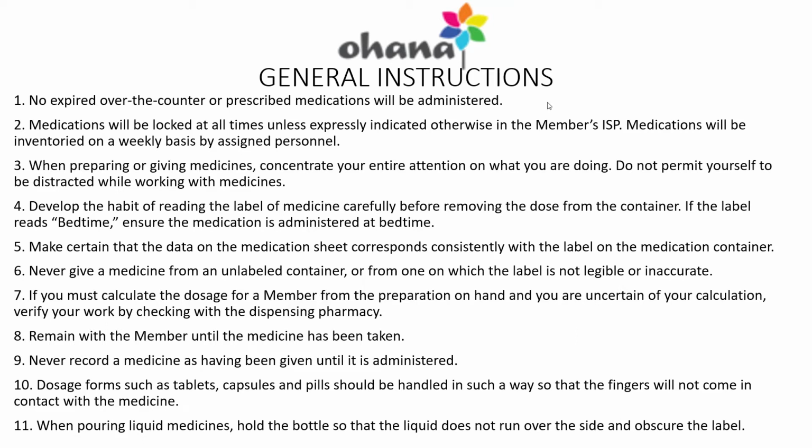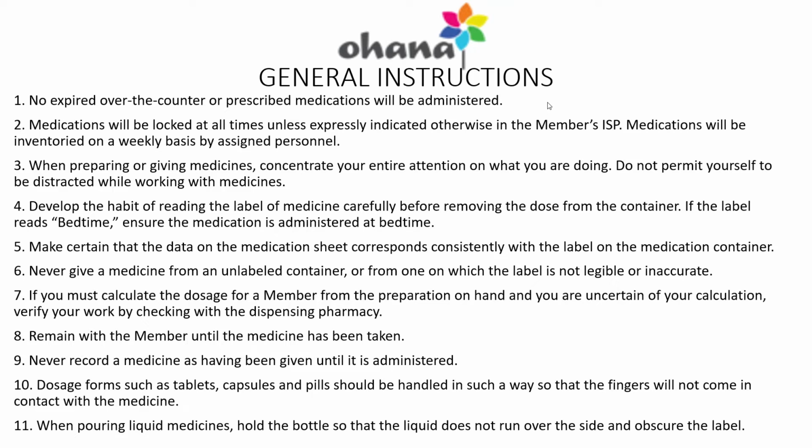After that, make certain that the data on the medication sheet corresponds consistently with the label on the medication container. This is something we went over on one of the previous slides. Just make sure you're checking the medication bottle against the medication sheet. Sixth, never give a medication from an unlabeled container or one on which the label is not legible or inaccurate. So we never want to be giving medications obviously from some mystery bottle that pills are in, anything like that. We need to make sure that medications all have specific instructions and are in a container where we can read those instructions clearly.